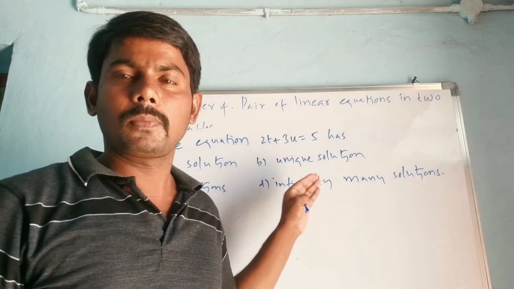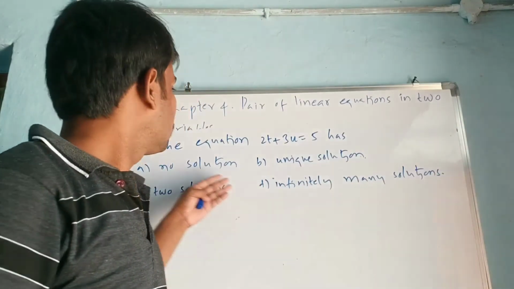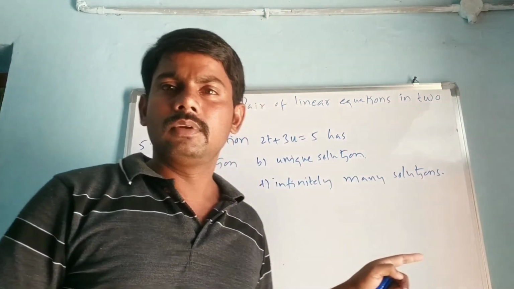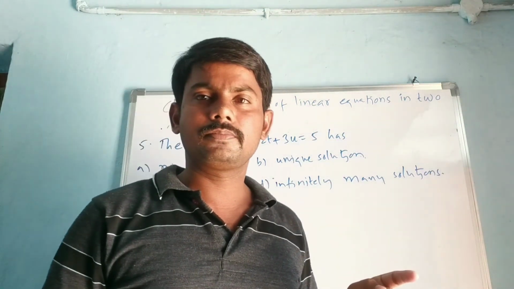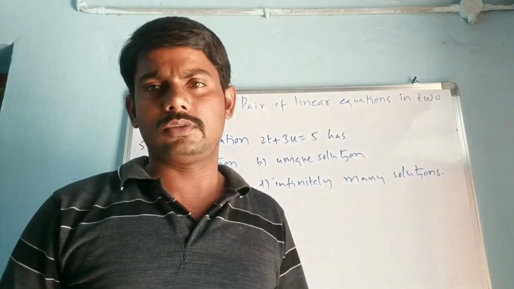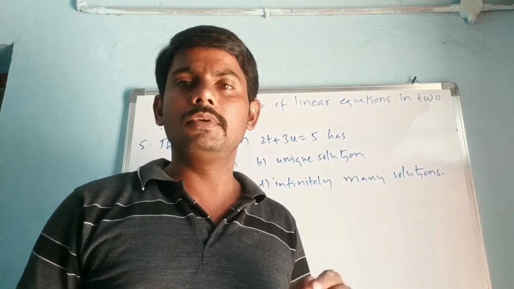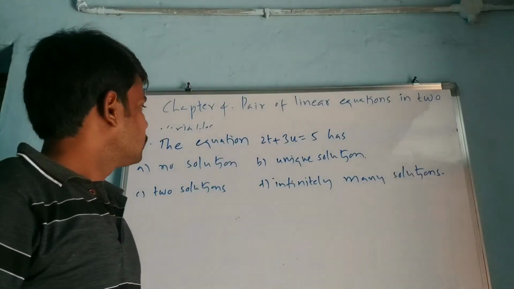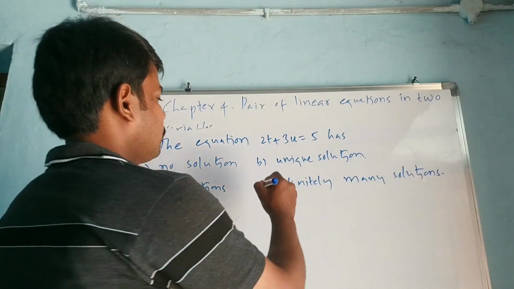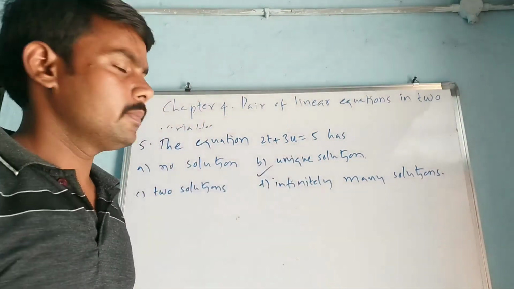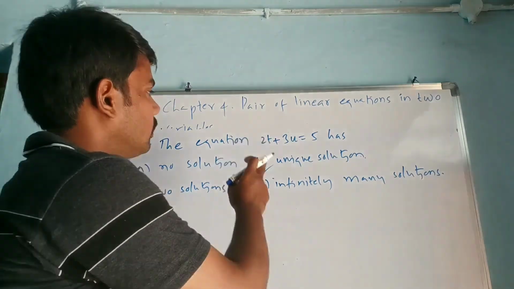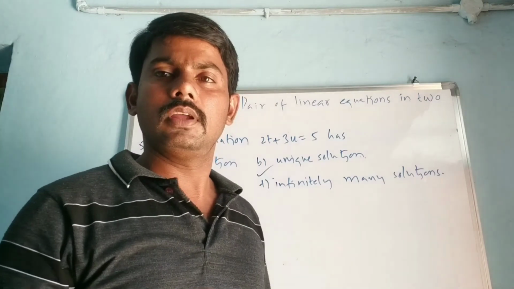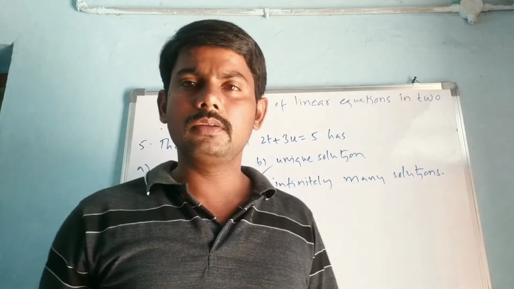This is a fundamental concept which we learned in the 8th and 9th classes. A linear equation in two variables generally has infinitely many solutions. So clearly the answer for this question is D.